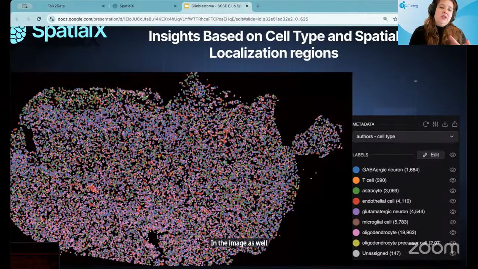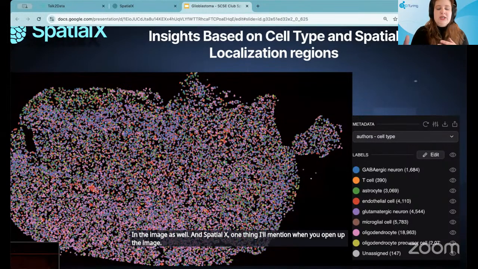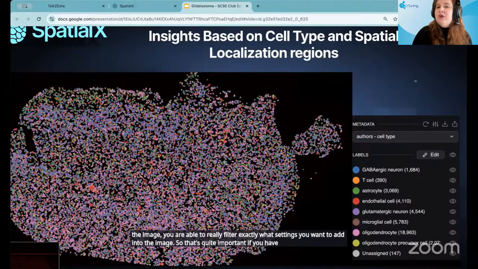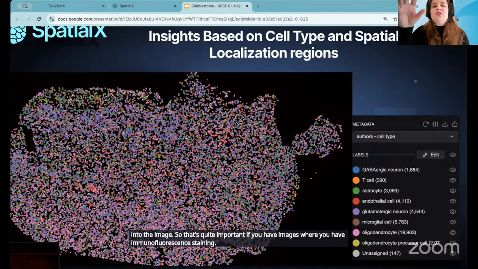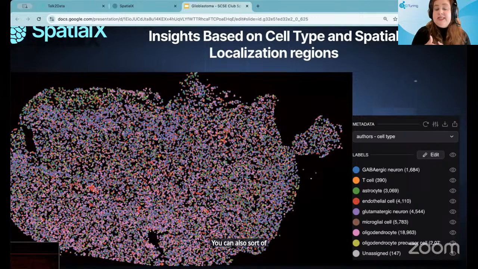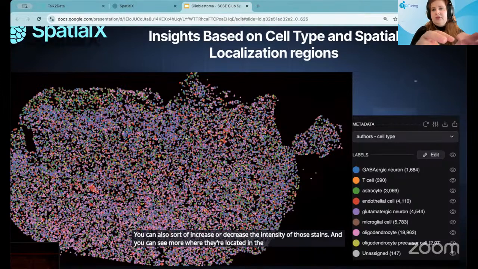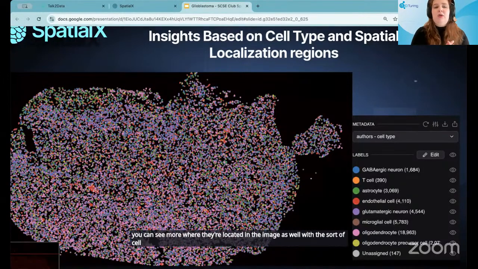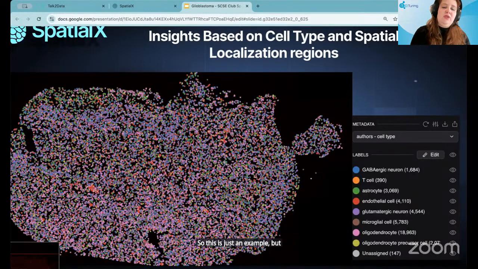And in SpatialX, one thing I'll mention, when you open up the image, you are able to really filter exactly what settings you want to add into the image. So that's quite important. If you have images with immunofluorescence staining, you can also increase or decrease the intensity of those stains, and you can see more where they're located in the image with the cell segmentation model as well. So this is just an example, but there's a lot more settings that you can run in SpatialX.